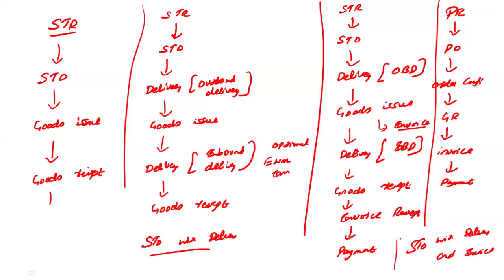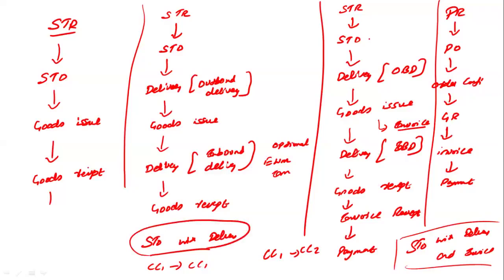This STO with delivery with invoice comes only in case when the material is getting transferred from company code 1 to company code 2. Plant to plant within same company code, plant to plant within different company code. Plant to plant within same company code, you have STO with delivery. Plant to plant within different company code is STO with delivery and invoice.